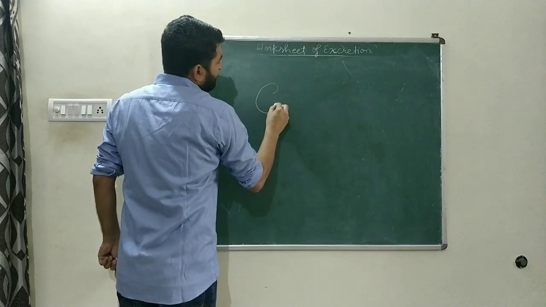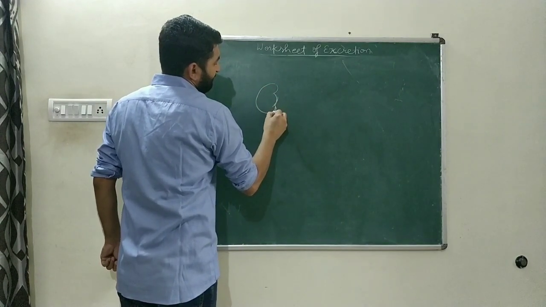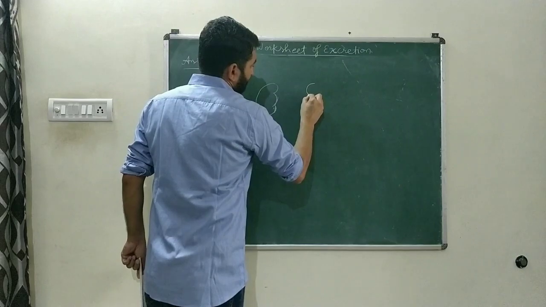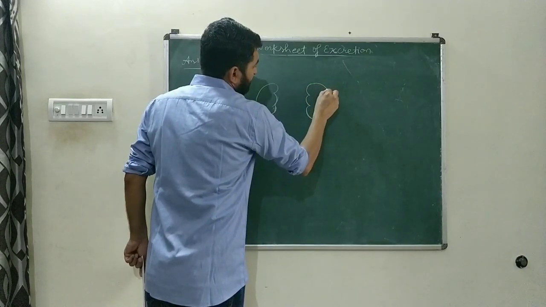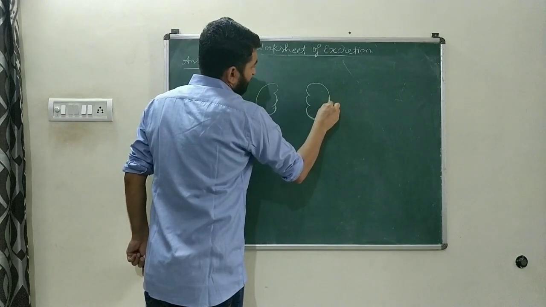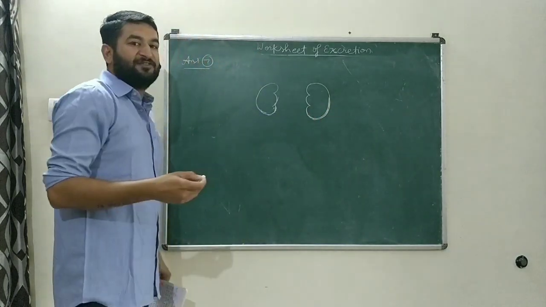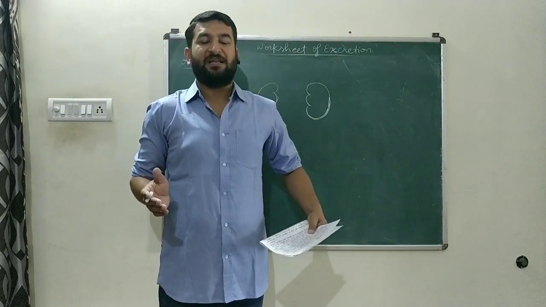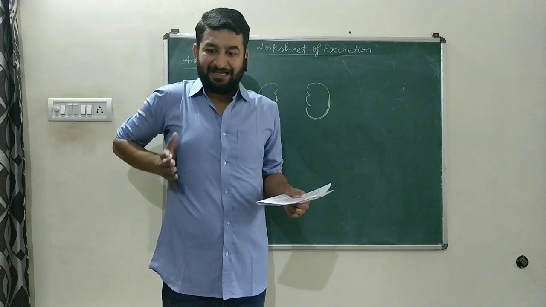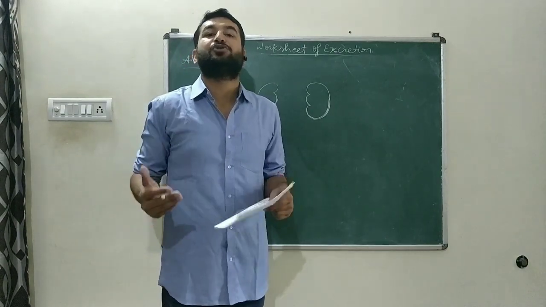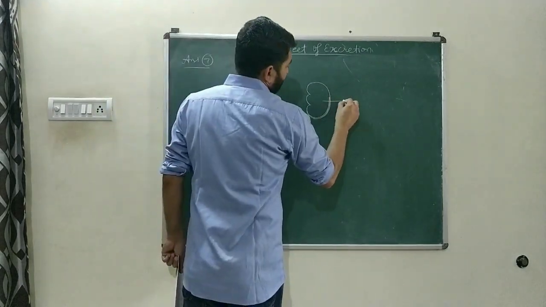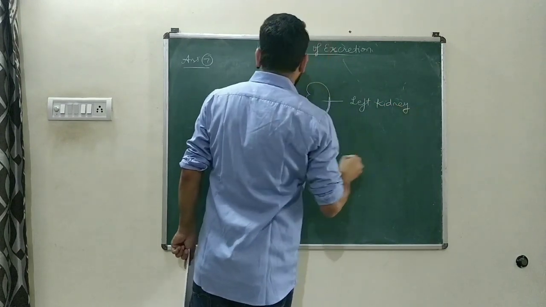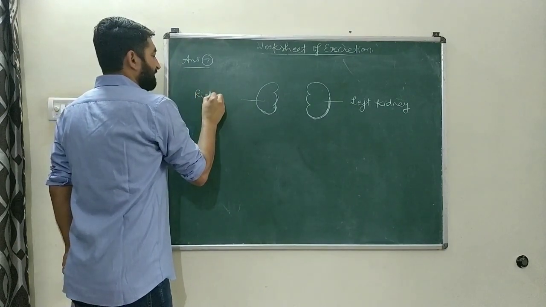Human beings have 2 kidneys which are bean shaped. So draw bean shaped structures. Out of the 2 kidneys, the kidney which is present on the left side is slightly above, and the kidney which is present on the right side is slightly lower down, so that it can give the position to the liver. So this one is the left kidney and this one is right kidney.